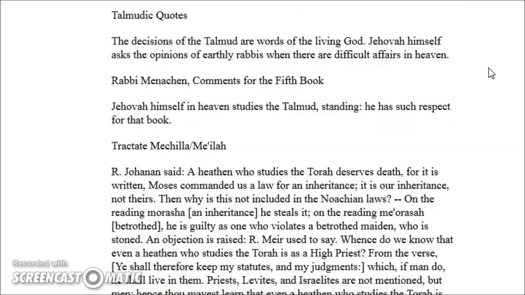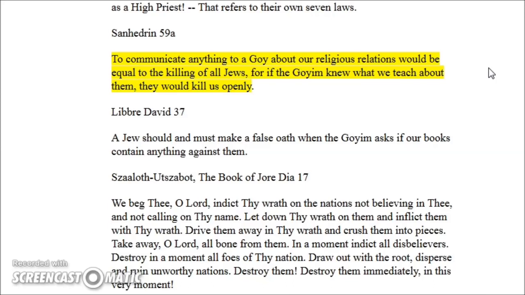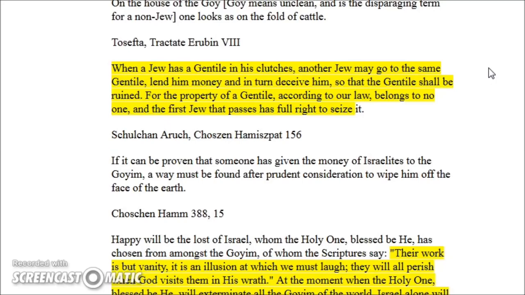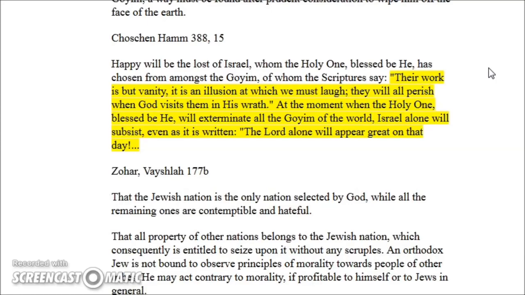We scroll down and we read that to communicate anything to a goy, someone who is non-Jewish, rabbinic Jewish, about our religious relations would be equal to killing of all Jews, for if the goyim knew what we teach about them, they would kill us openly. And this one: when a Jew has a Gentile in his clutches, another Jew may go to the same Gentile, lend him money, and in turn deceive him, so that the Gentile shall be ruined. For the property of a Gentile, according to our law, belongs to no one, and the first Jew that passes has full right to seize it. And this one should knock your socks off.